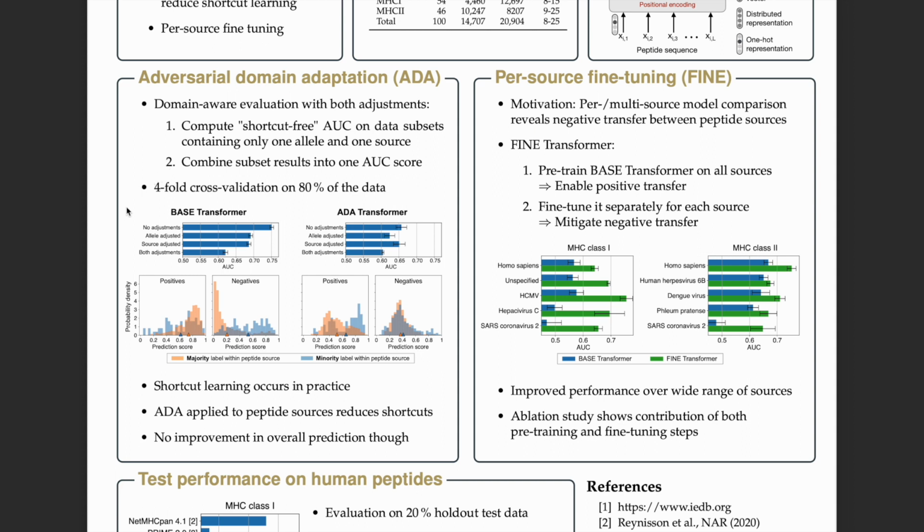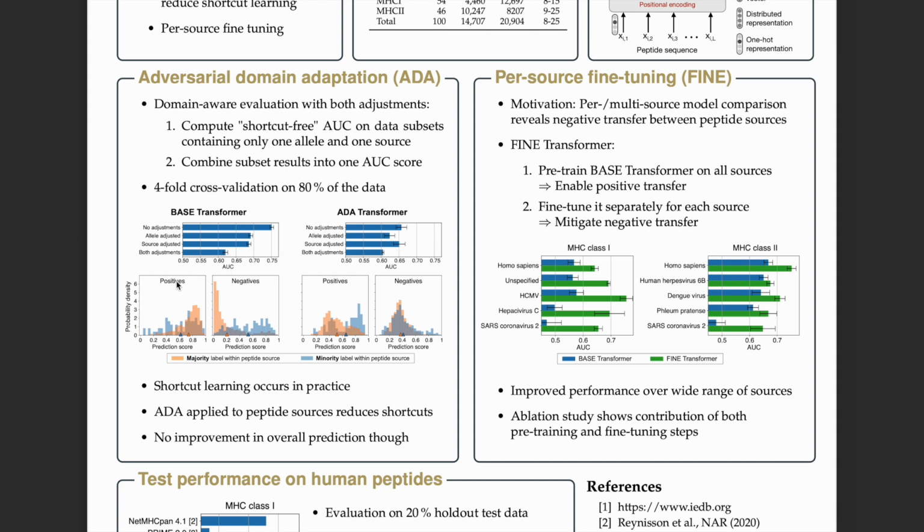Looking at the cross-validation results, the AUC scores of the Base Transformer are highest if we are not adjusting for shortcuts. When applying our domain-aware evaluation to MHC alleles or to peptide sources separately, the performance is reduced. And when adjusting for both shortcuts at the same time, the AUC values are even lower. This indicates that both shortcuts are actually used by the Base Transformer. When comparing this to the ADA Transformer, which encourages peptide source invariant predictions, we see that the results without adjustments and the results that are adjusted for peptide source shortcuts are identical, demonstrating that the ADA Transformer reduces shortcut learning.